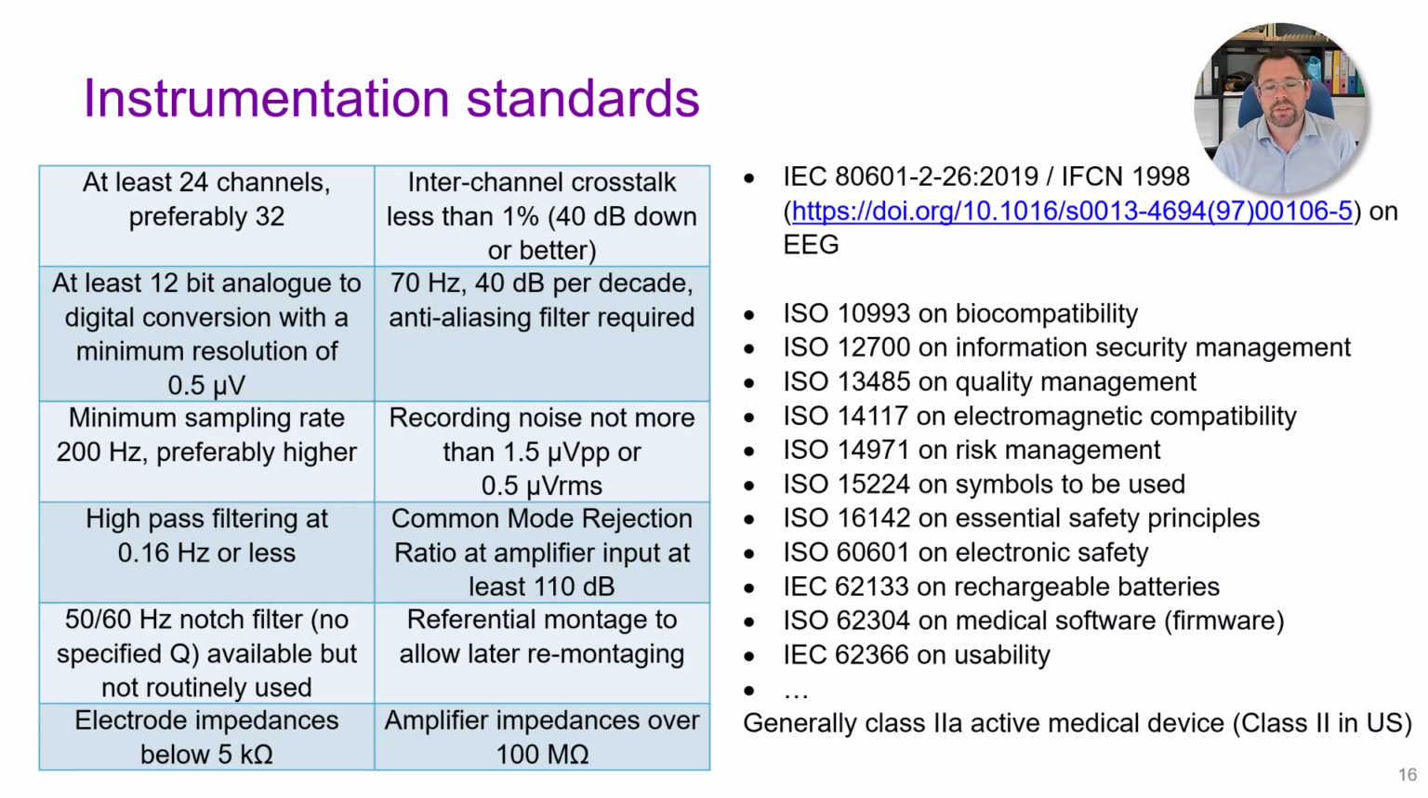Before we look at the instrumentation itself, just a note that there are of course lots of standards that relate to EEG equipment. On the right hand side here, there's a list of different standards that you might want to think about if you're making your own unit. If you're simply buying an off-the-shelf unit, on the left hand side, these are the factors that the IFCN think make a good EEG unit.